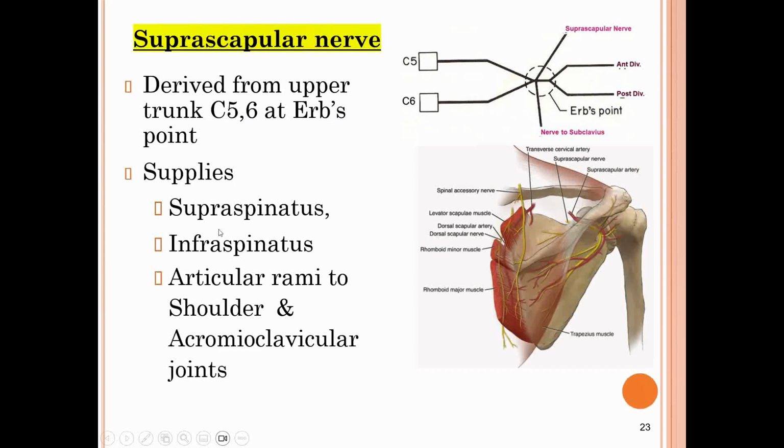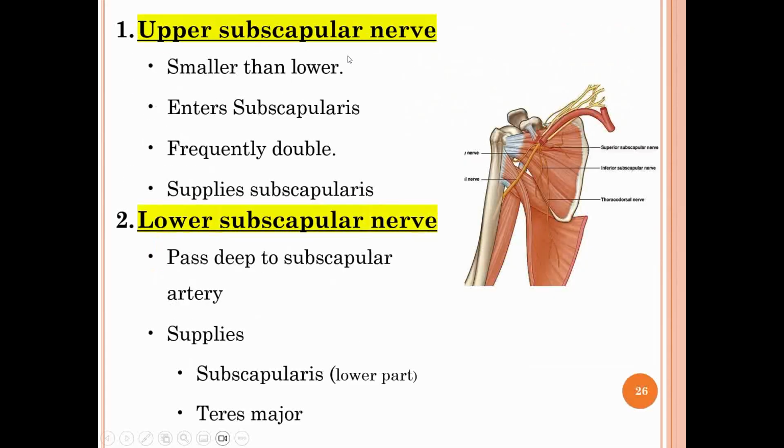At the Erb point it supplies the muscles related to the scapula, that is supraspinatus and infraspinatus, and also it gives articular rami to the shoulder and acromioclavicular joint. So the shoulder joint and acromioclavicular joint are getting nerve supply from the suprascapular nerve, which arises from Erb's point.